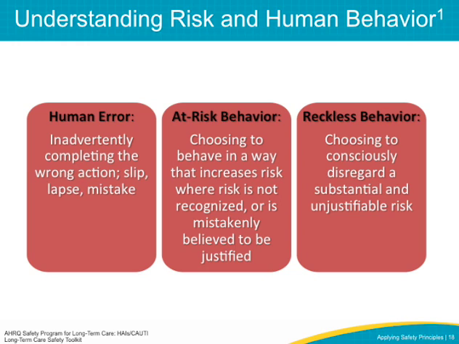Just culture helps us understand risk and human behavior. There is a range of possible attitudes and behaviors related to risk, and they can be described in 3 categories. Human error, inadvertently completing the wrong action, a slip, a lapse, or mistake. At-risk behavior, choosing to behave in a way that increases risk where risk is not recognized or is mistakenly believed to be justified. And reckless behavior, choosing to consciously disregard a substantial and unjustifiable risk.